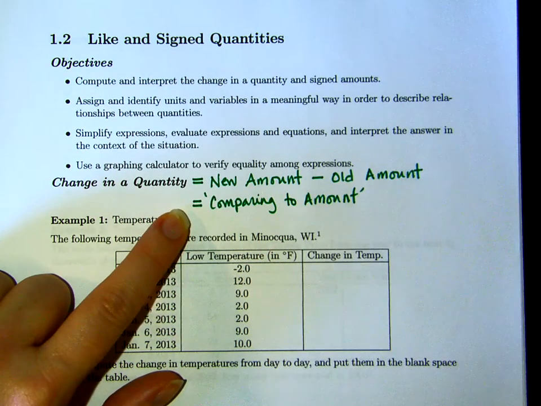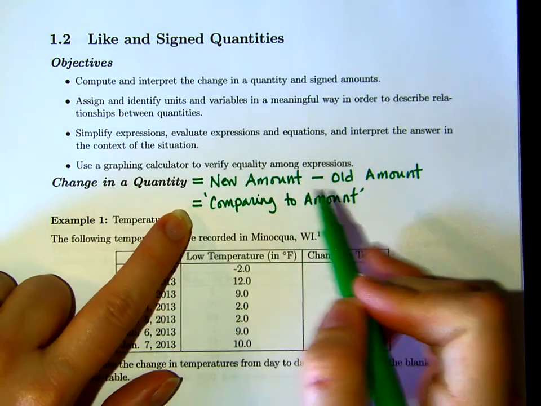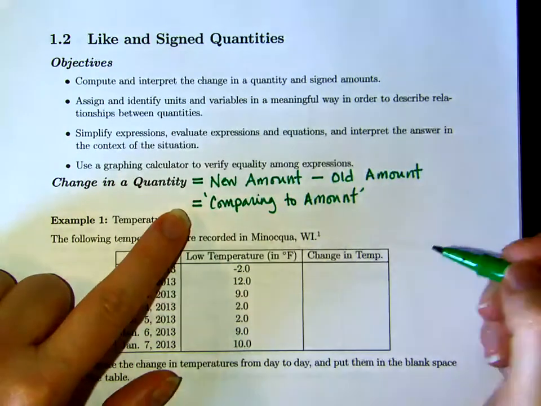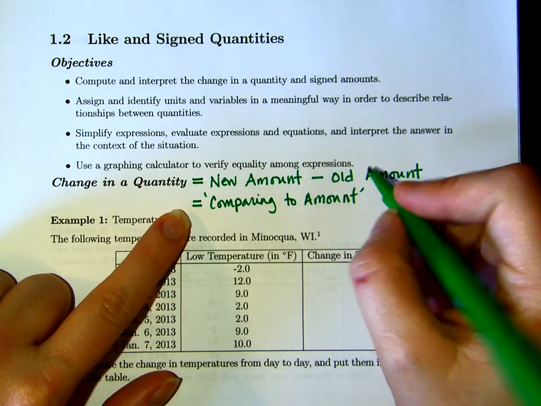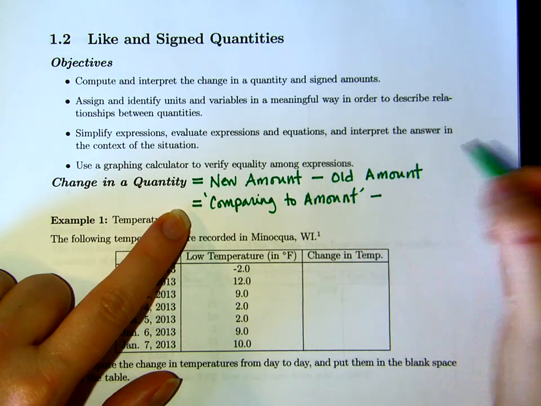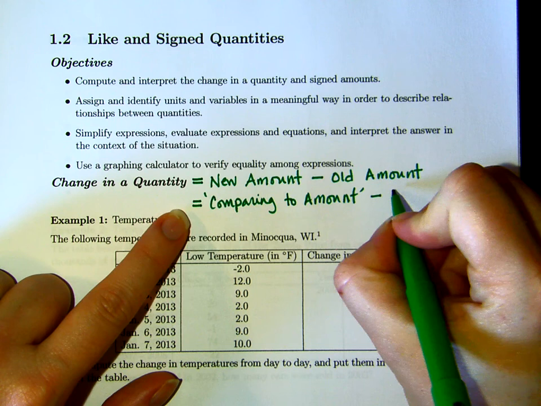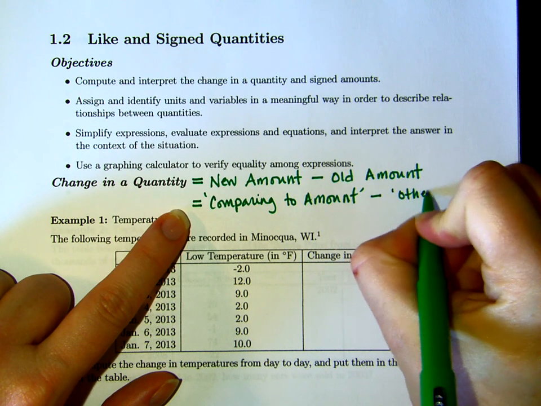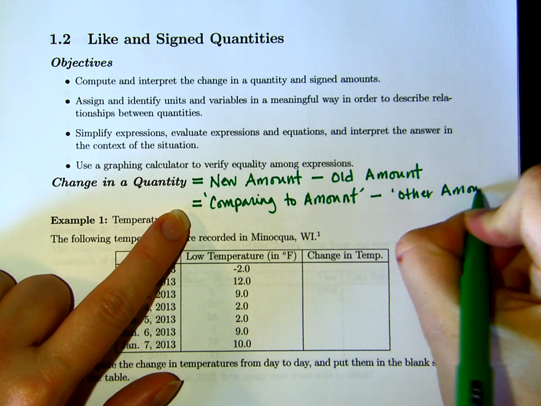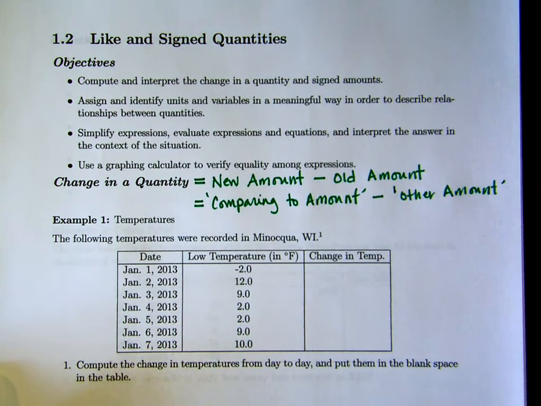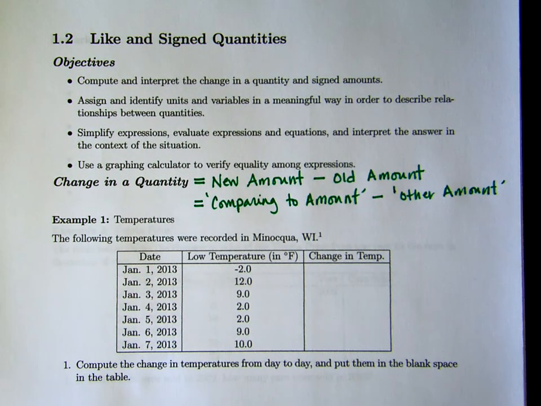And this I put into small quotations because you will never see this written this way in a textbook. This is pure Abby Bailey layman speak. So, comparing to amount versus other amount. Just depending on the situation, and we'll talk about that.